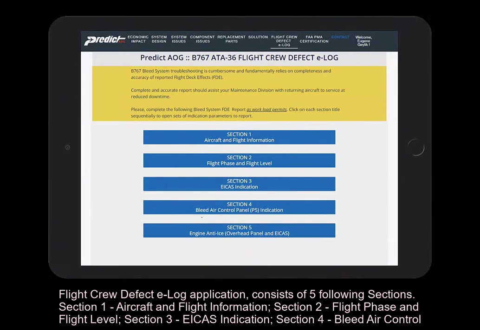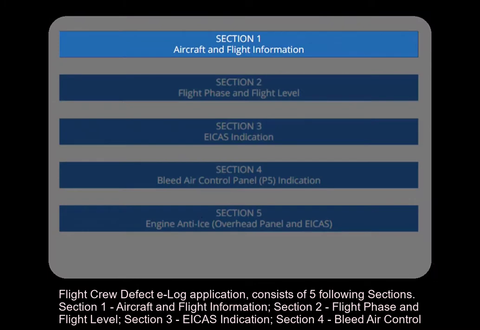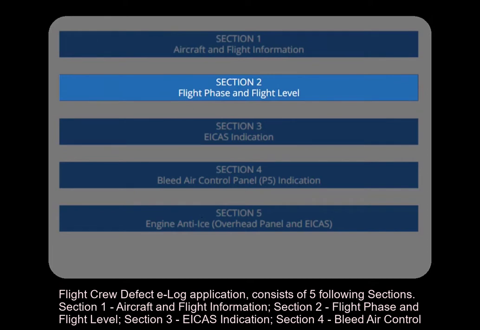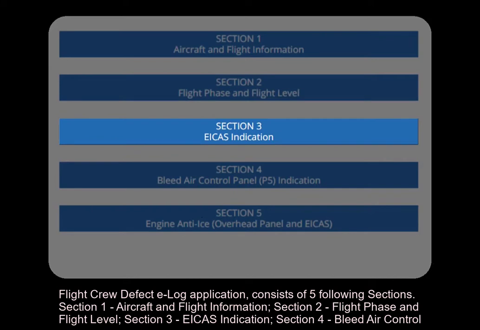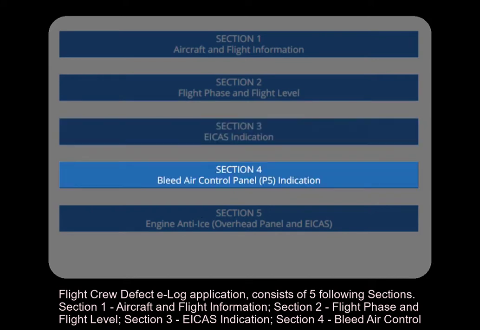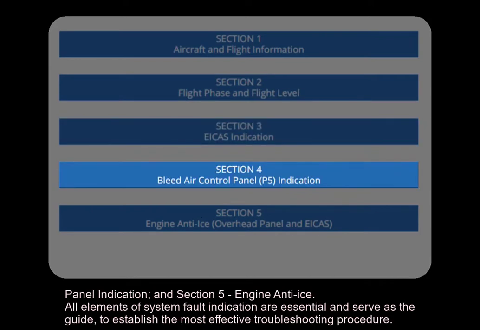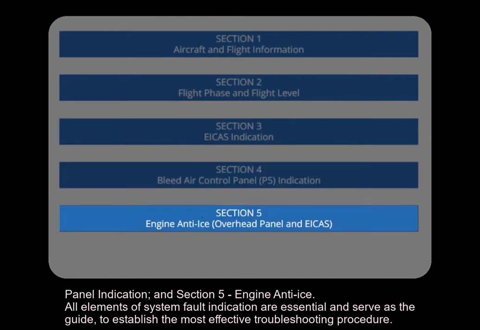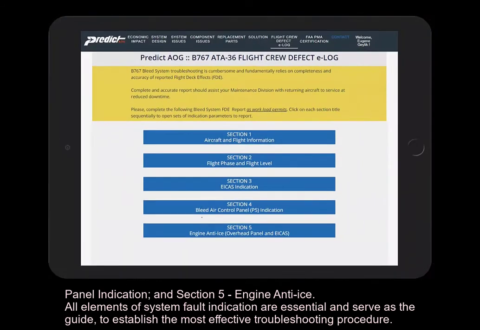Flight Crew Defect E-Log application consists of 5 following sections. Section 1. Aircraft and flight information. Section 2. Flight phase and flight level. Section 3. ICAS indication. Section 4. Bleed air control panel indication. And Section 5. Engine anti-ice. All elements of system fault indication are essential and serve as the guide to establish the most effective troubleshooting procedure.